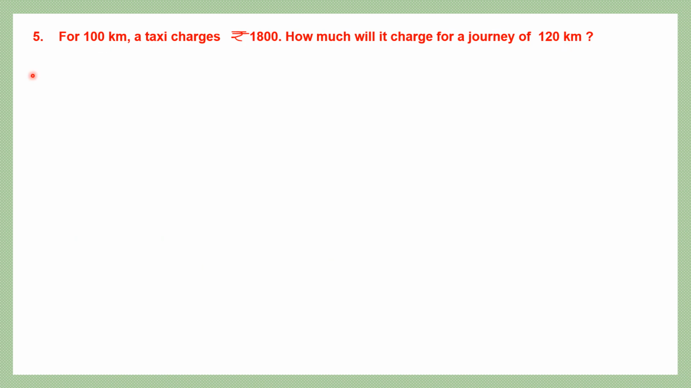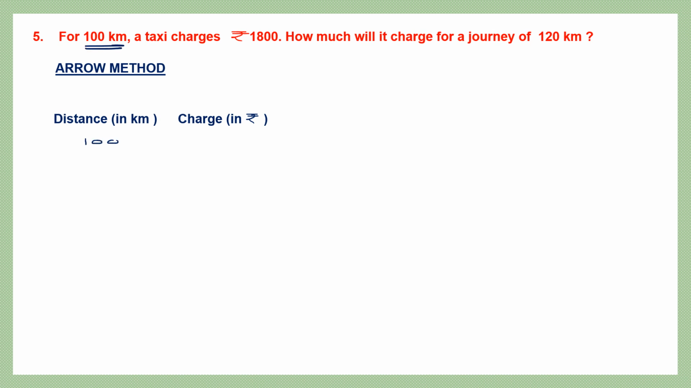Let's do this in the arrow method. So again, we make two columns based on what is given. So here we have kilometers. So let's write distance in kilometers. And then we have the charges here in rupees. So we can say charge in rupees. So we can put that symbol rupees. Now let's write what's given here. Distance in kilometer is 100 kilometers. So let's write that 100 kilometers and the charge is 1800 rupees. So here now we have again 120 kilometers, that is distance, and we are asked how much will it charge. That means charge is going to be x.